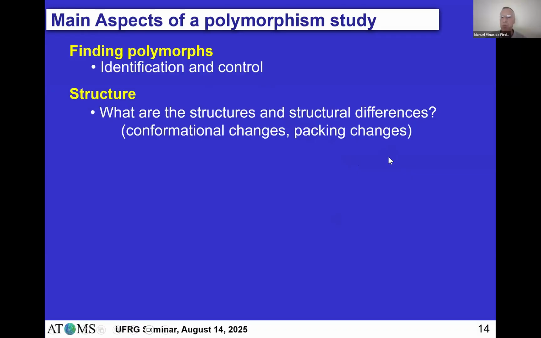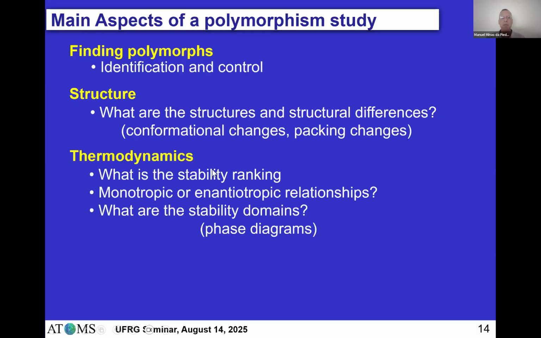Then you need to characterize the polymorphs in terms of structures. So what are the crystal structures? What are the molecular structures within the crystal structure? So are there conformational changes? What are the differences in packing? Then comes thermodynamics, and you want to rank the stability of the polymorphs because you can have several polymorphs coexisting at the same temperature, but one of them will be more stable from a thermodynamic point of view than all the others. And so all the others will try to transform into the stable one if the kinetic barriers are not large enough, okay?